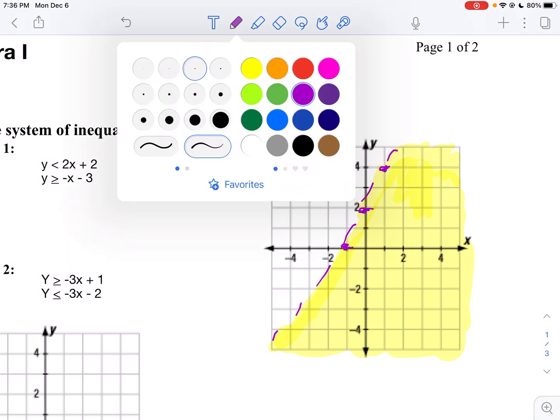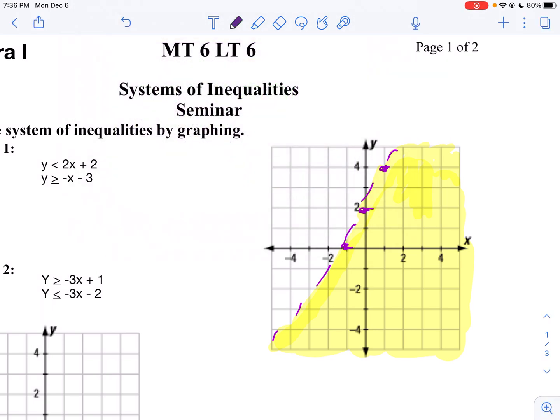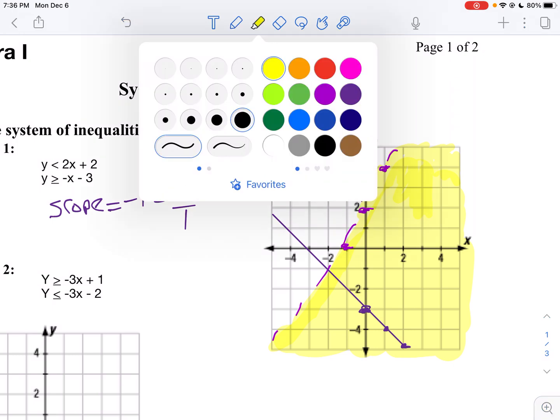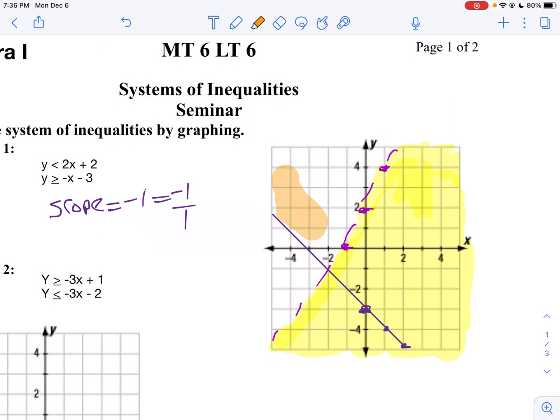I'll switch colors here. I'll use a darker purple. And my y-intercept is -3. My slope is -1. Remember, a -1 slope means -1 over 1. So I go down 1 to the right 1, down 1 to the right 1. Notice this time I have a line underneath my inequality, so my boundary line is going to be solid. And since it's greater than, I'm going to shade above my line.